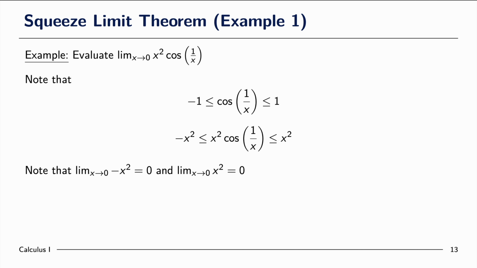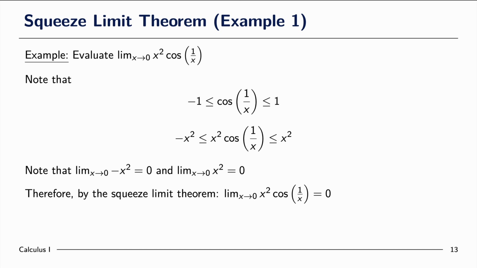Now note that the limit of negative x squared as x approaches 0 is equal to 0, and the limit of x squared as x approaches 0 is also equal to 0. Therefore, by the squeeze limit theorem, the limit of x squared times cos of 1 over x as x approaches 0 must also equal 0.